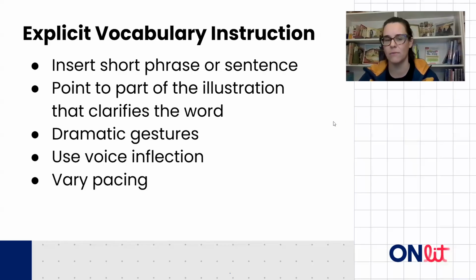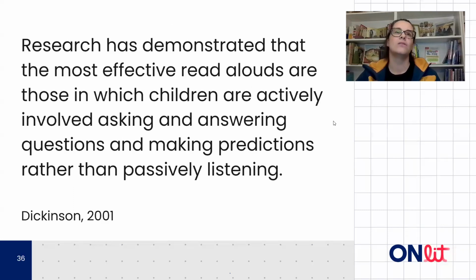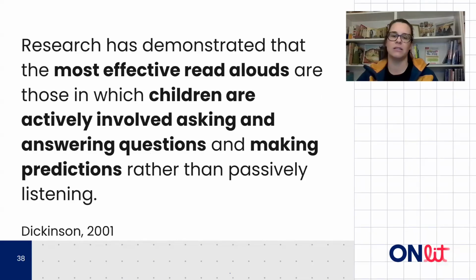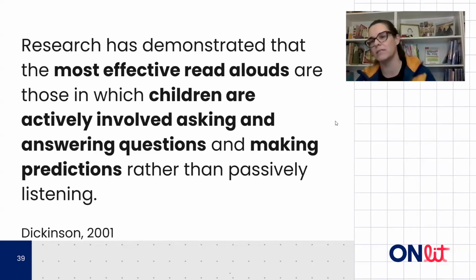And all of this can be done when we're thinking about our interactive read-alouds, right? Picking the words from the books and then doing these lessons. So research has demonstrated that the most effective read-alouds are those in which children are actively involved in asking questions and making predictions rather than passively listening. And so when we think about that interactive read-aloud, I've just shown you all the ways to teach the words, but really we want them engaged in all elements of the story.